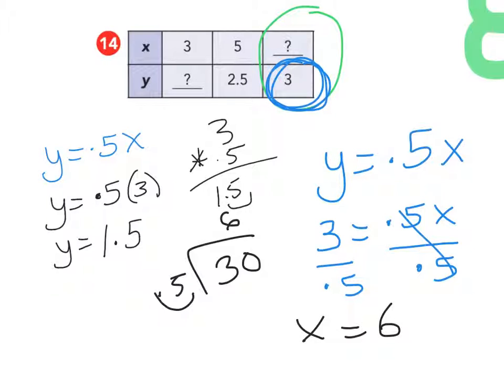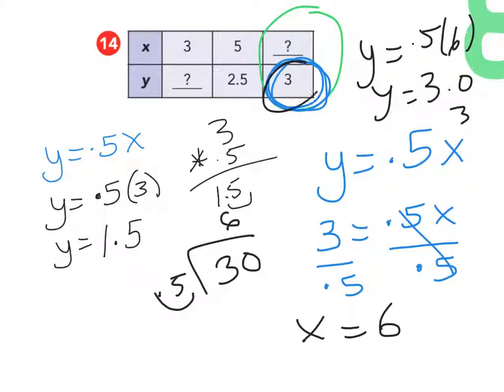Now if I want to check it, I can go y is equal to 0.5 times 6, which is y is equal to 3.0, which is 3. And that's what it is in the table. And that's how you solve number 14.